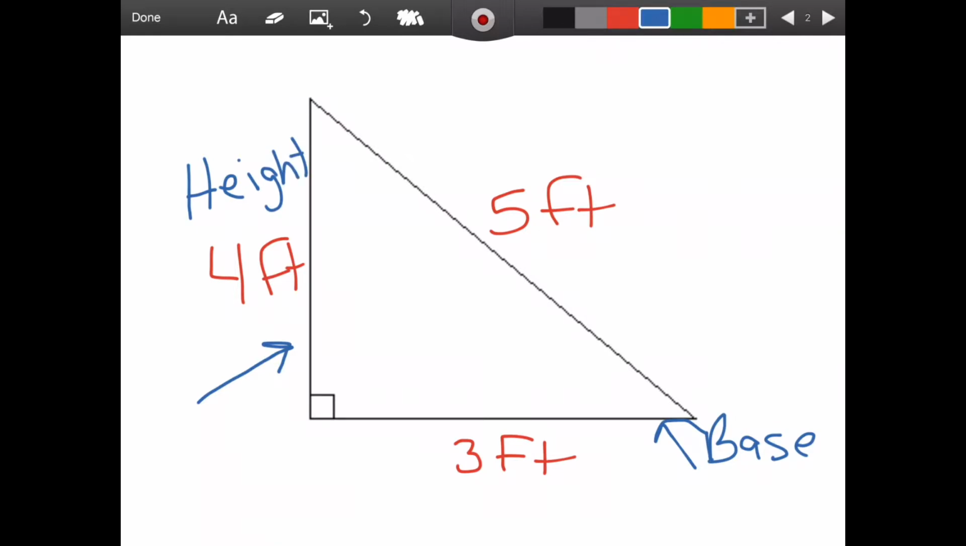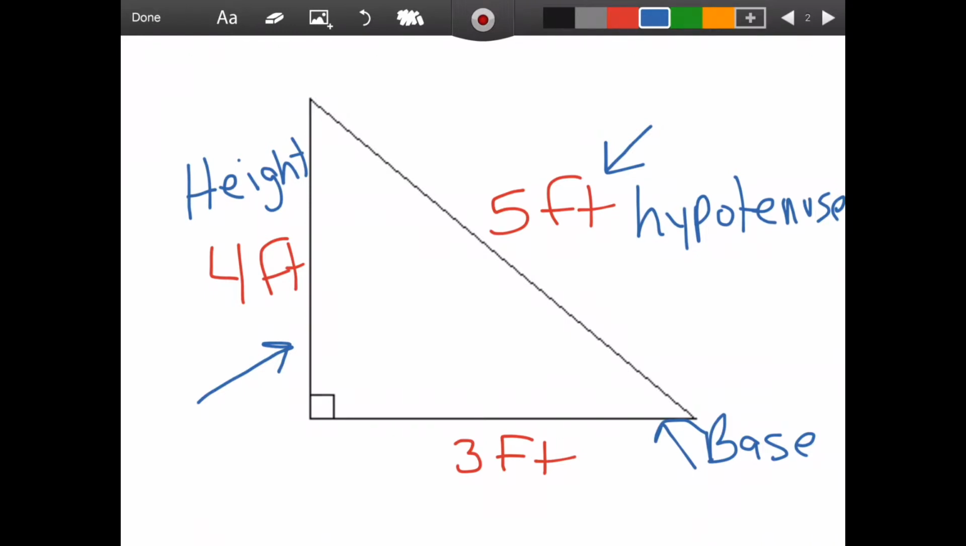And the long side here, which is 5 feet, is always going to be the longest side in a right triangle. It has kind of a fancy name. We call it the hypotenuse. It barely fits. Hypotenuse.